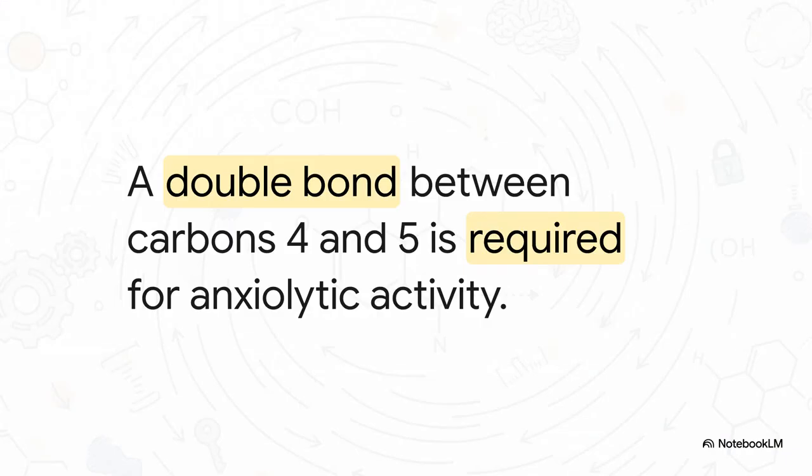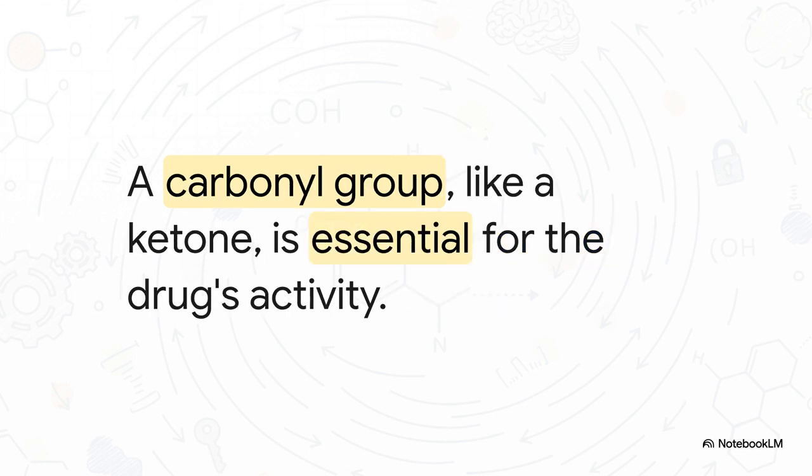Rule number 1 is an absolute deal breaker. Within this structure, there has to be a double bond between the atoms at positions 4 and 5. It is completely non-negotiable. If you take that away, the molecule loses all of its ability to reduce anxiety. It's like pulling a critical support beam out of a building. The whole thing just functionally collapses. And that brings us to rule number 2. The molecule also needs something called a carbonyl group. That's the carbon-oxygen double bond, which in this case is a ketone. And again, this isn't just for decoration. It is another absolutely essential component for the drug to have any effect in the body.